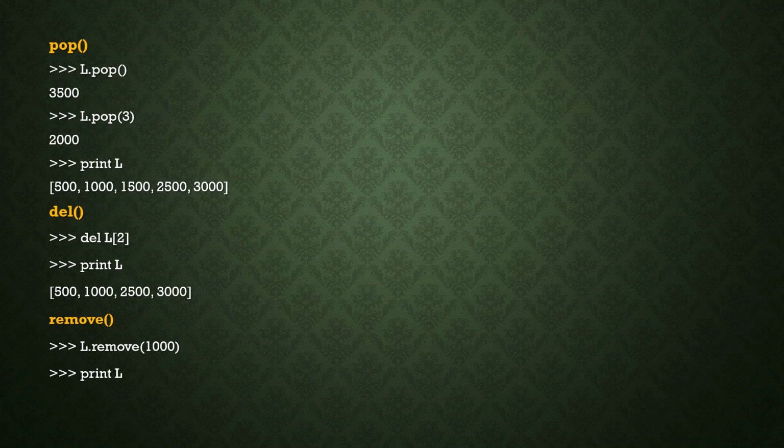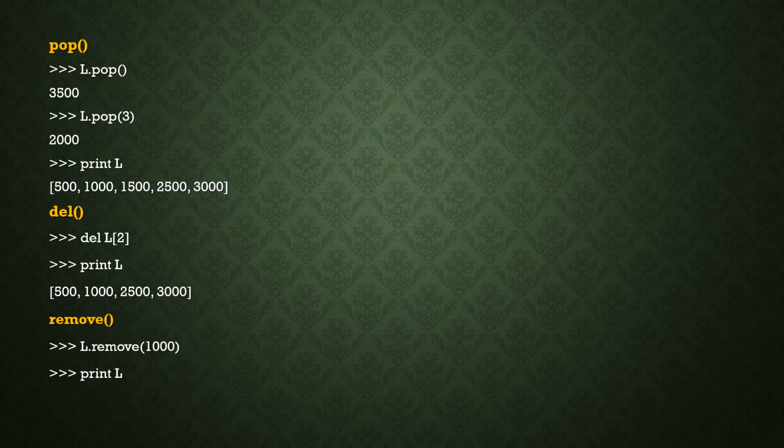Next, remove. Actually, the delete function is used along with the list name and its index value, and the remove function is used along with the value itself. So L.remove is one of the methods. L.remove(1000). So what happens is 1000 will be deleted. So finally print L, that will display 500, 2500 and 3000. Okay, these are about the remove function.